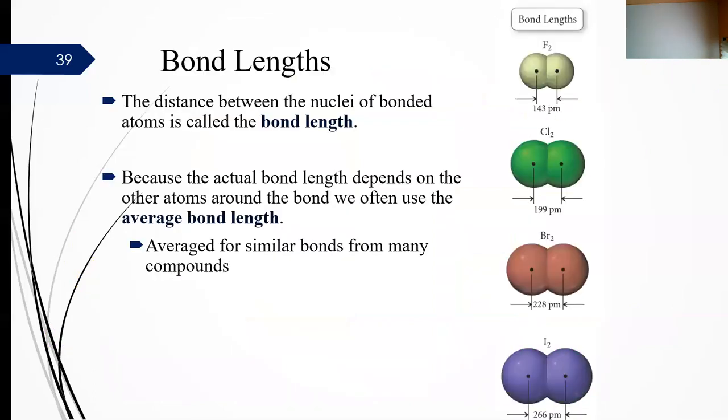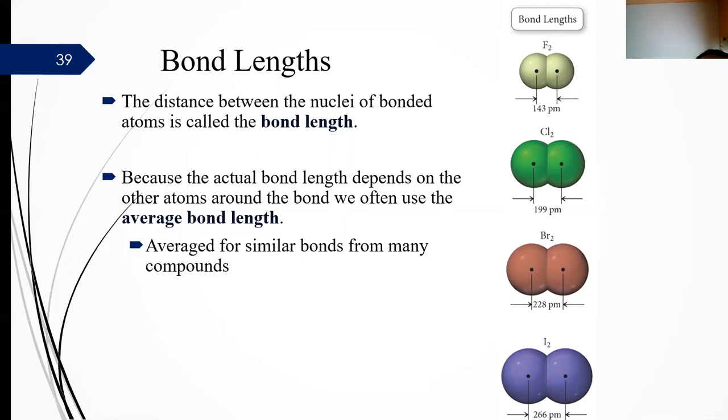This method's not quite as precise as some of the other ones, and it's generally because we're finding just an average bond length. So different compounds will have different bond lengths because there could be other things attached to it. And so we're just using the average bond lengths when we look for them.